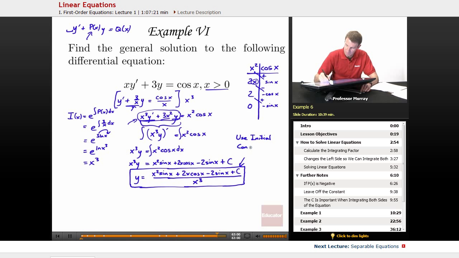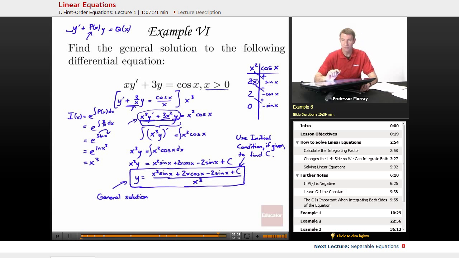Initial condition. If it's given to you, if given, to find the value of c, and then you could narrow that c down to a particular number if you have that initial condition. But in this case, we didn't have an initial condition, so we just stop here with our general solution. General solution means it has an arbitrary constant in the answer.